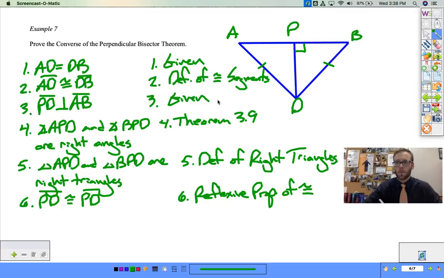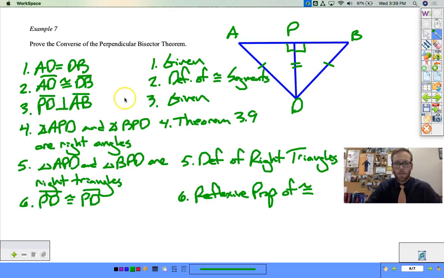Well, now can I prove these triangles are congruent? Well, I've got those congruent. I've got perpendicular, right angle there, right angle there. I have the reflexive property. These triangles are going to be congruent by hypotenuse leg.